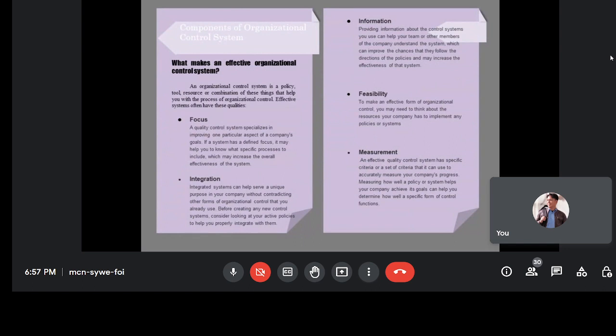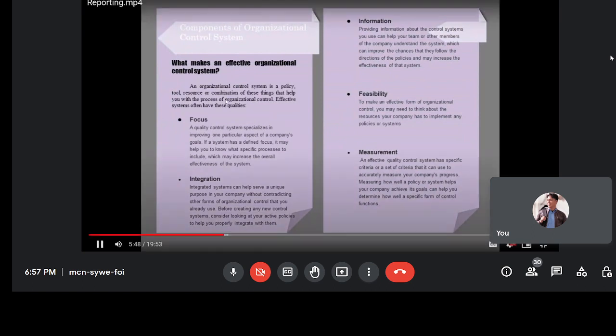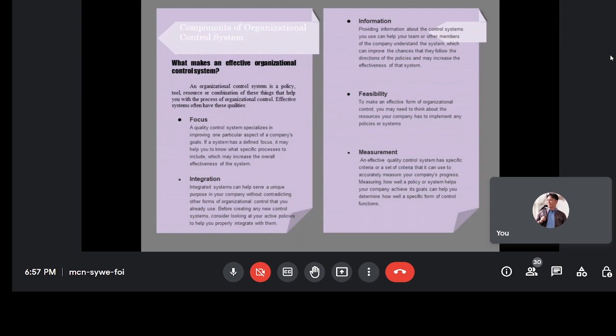For the next part, we're going to talk about what makes an effective organizational control system. The first one we have is focus. A quality control system specializes in improving one particular aspect of a company's goal. If a system has a defined focus, it may help you to know what specific processes to include, which may increase the overall effectiveness of the system.